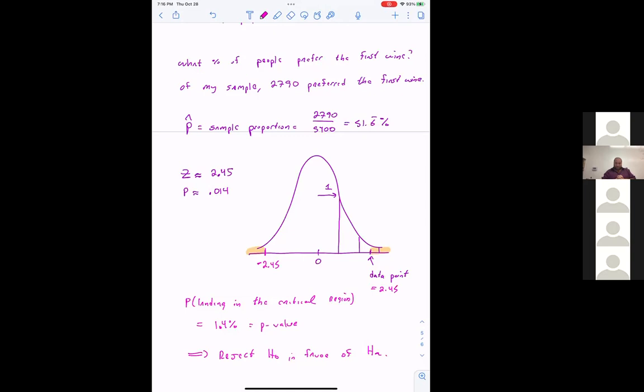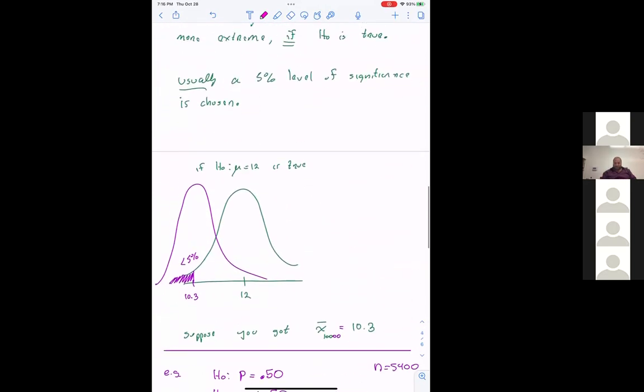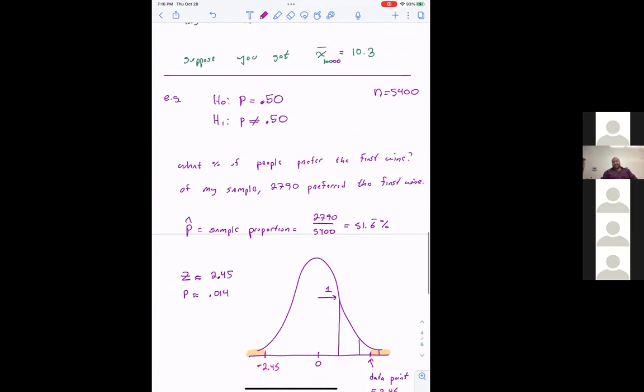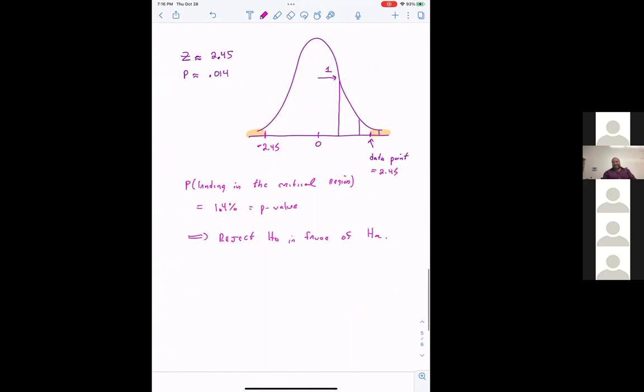Yes, 1.4 is smaller than 5%. So that's why. Remember what I write here. So it has to be exactly 5%? No, anything less than alpha, anything less than the level of significance, I will reject the null hypothesis. So 5% is the maximum value. Anything less than 5% is a rare enough occurrence that I will question the validity of the null hypothesis.